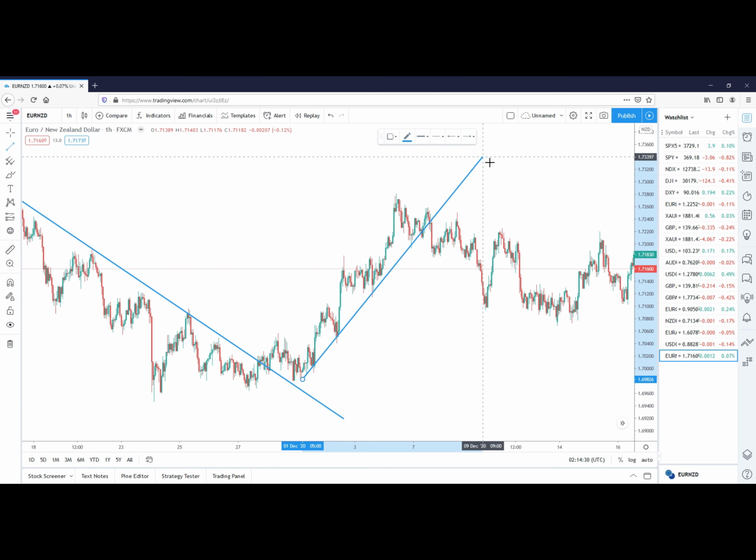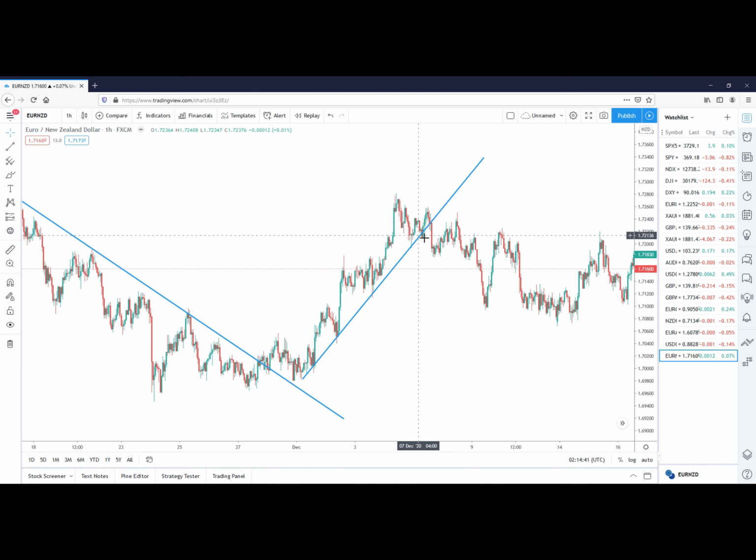Okay, I'm looking for as many touches as I can get. So I have a touch here, I have a touch here, 2 touches here, a touch here. I'm not worried about this until this candle. When this candle broke it and it closed right here, I know to get out of the trade, right?